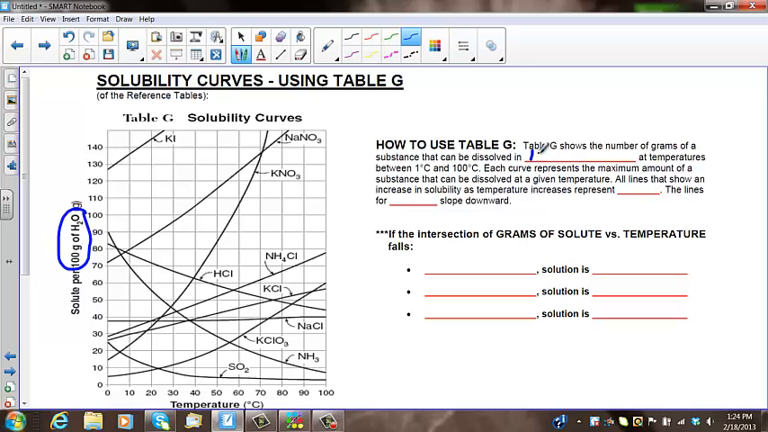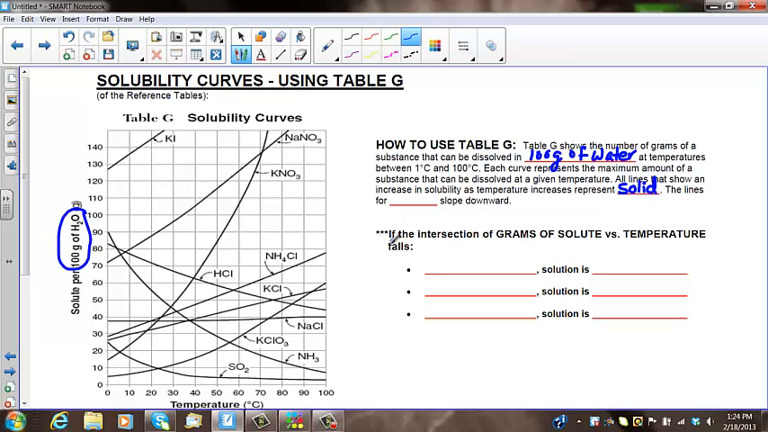So as I said, this was 100 grams of water at temperatures between 1 degree and 100 degrees Celsius. Each curve represents the maximum amount of a substance that can be dissolved at a given temperature. All lines that show an increase in solubility as temperature increases represent what? So as you can see, all of these positive slopes, NaNO3, KI, KNO3, NH4Cl, they're all a positive slope. They represent solids. Okay? Think about it.